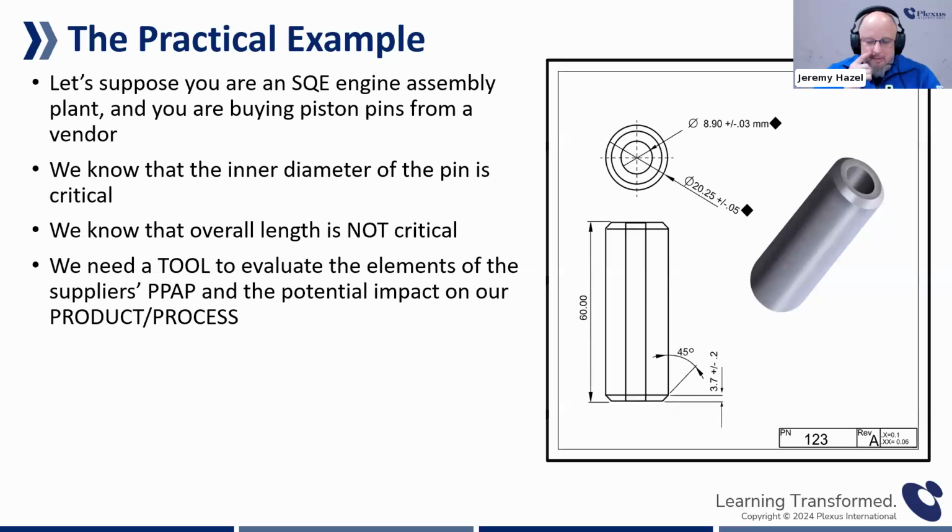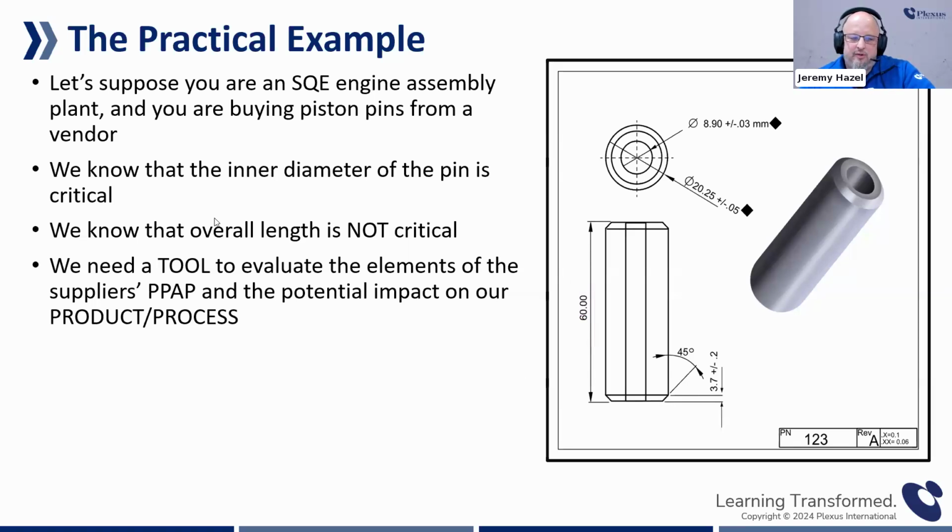So the tool that I'm about to show you is a way to look at the interaction of things in a PPAP with the intention to get a better review in less time. To do that, let's put it in the context of a real practical example. Let's suppose you're an SQE in an engine assembly plant. You're buying piston pins from a vendor. Now, we know that the inner diameter is critical. This is an important characteristic. It's got a little diamond on it. Rocket science. And we know the overall length is really not critical.